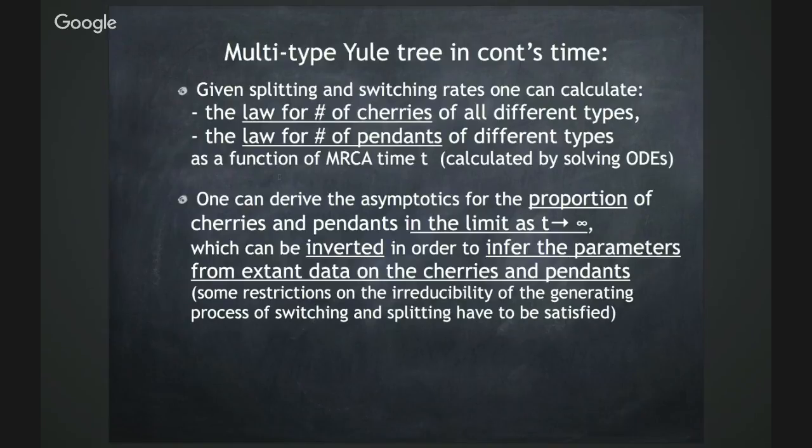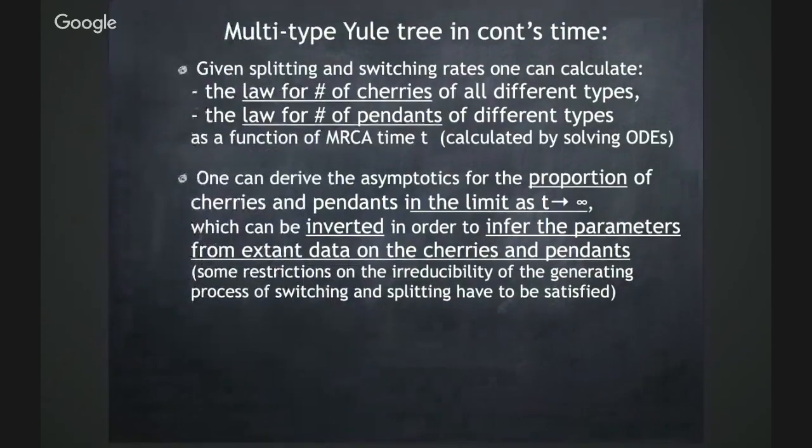So the point of this exercise was to show that combinatorial objects like cherries and pendants can be quite useful for inferring the parameters of the process that gave rise to the phylogeny, under the assumption that there was a multi-type birth and death process that gave rise to it, and that either the time from the origin is relatively large or the number of extant species is relatively large.